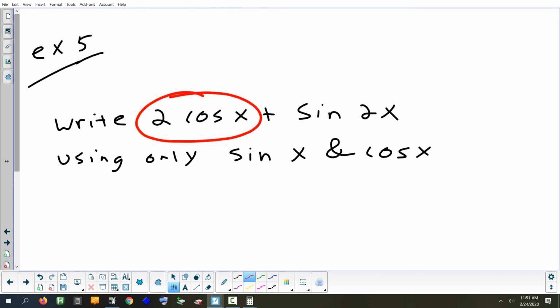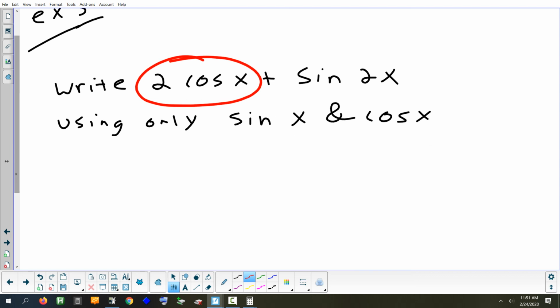The first thing that I just circled, is there a 2 in front of the x? No. What number is in front of the x? 1. That's fine. So the 2 cosine x, you don't have to change anything with that. X already has just a 1 in front of it. There's a 2 on the outside, but they don't care about that at all. They just care about what's right next to the x.